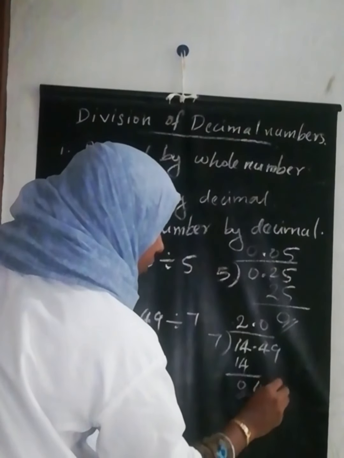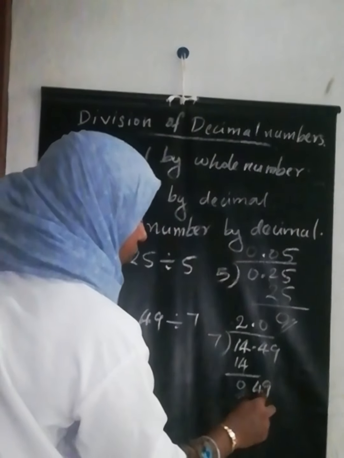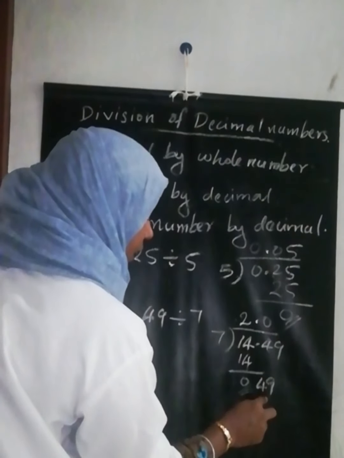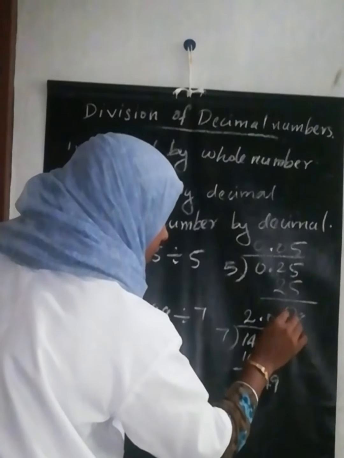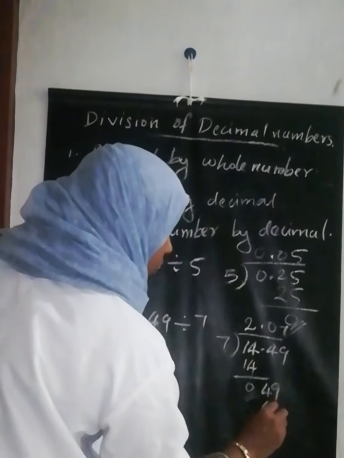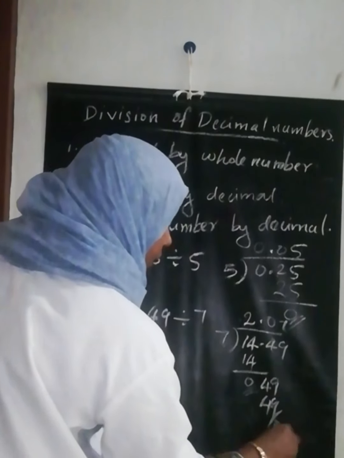Then consider 49. Okay, 49 you take. Then how many 7s are there in 49? Now we know that 7. 7 into 7 is equal to 49. Division over.